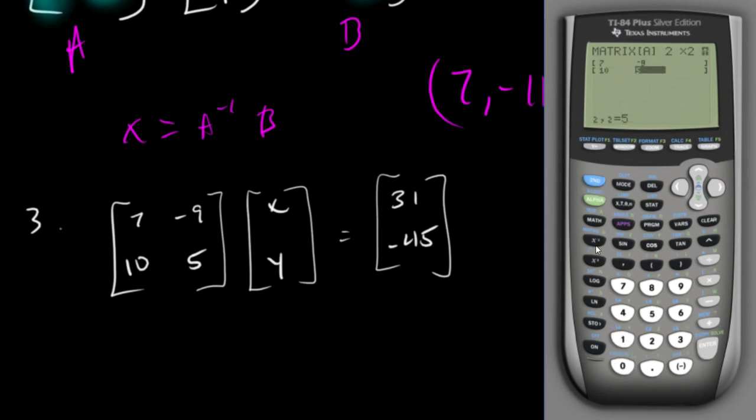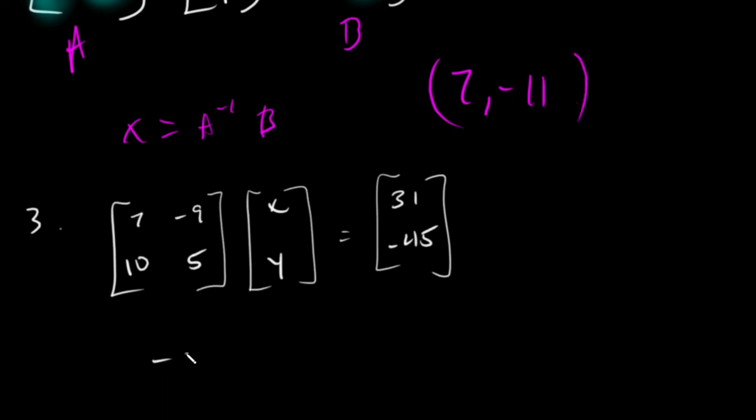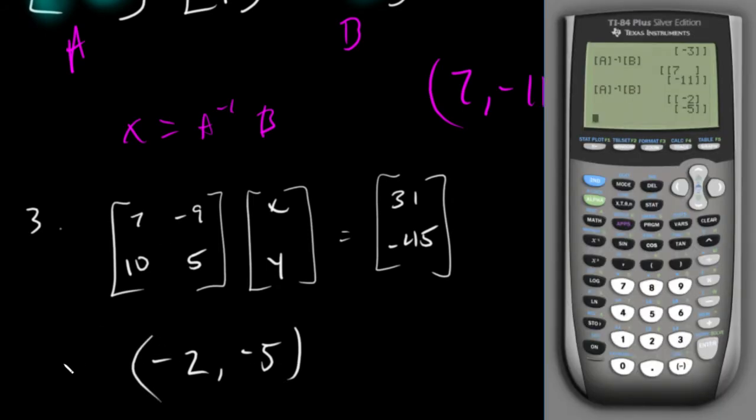All right, putting in the second matrix. 31, negative 45. Do A inverse B, and you get negative 2, negative 5. All right, so far so good.